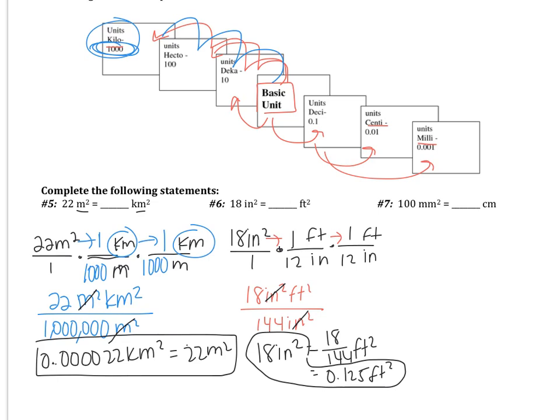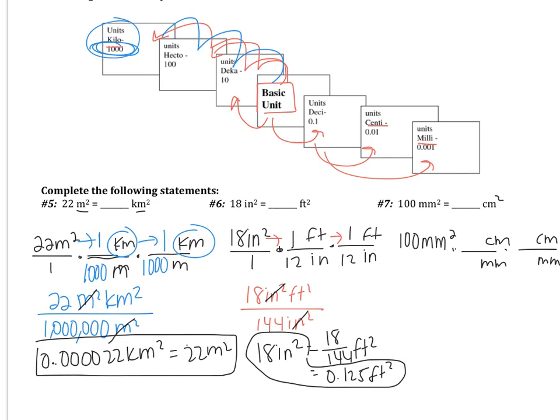And then we got one more, example number 7. Okay, this one is definitely more difficult. So this time, I'm converting between millimeters and centimeters. Centimeters is what I want, so it goes in the numerator. This should be centimeters squared. Millimeters is what I don't want, so it goes in the denominator.